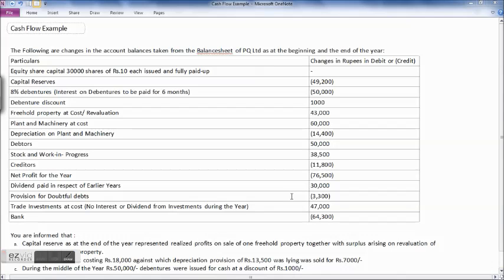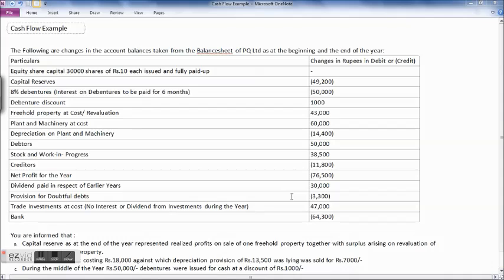So in this session we are seeing one cash flow example, that is how to prepare a cash flow statement. Now let's read it. The following are the changes in the account balances taken from the balance sheet of PQ Limited as at the beginning of the year and the end of the year.